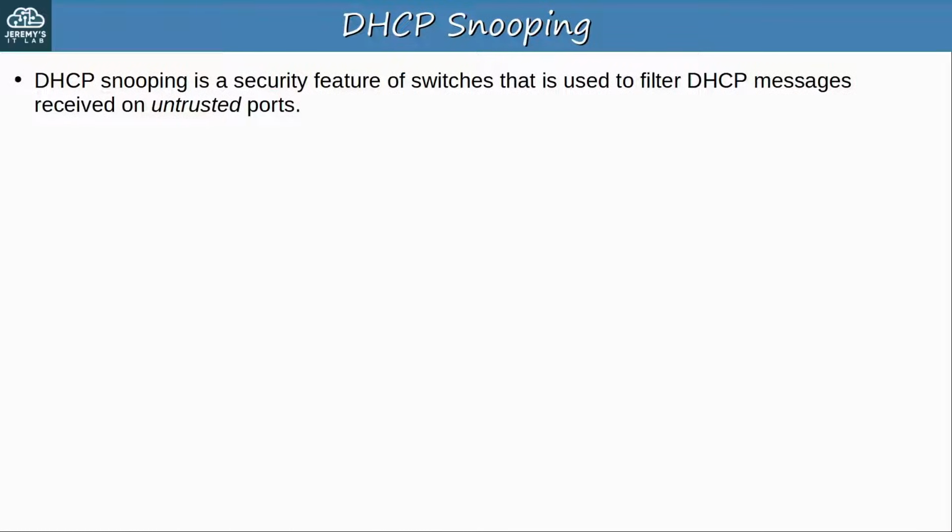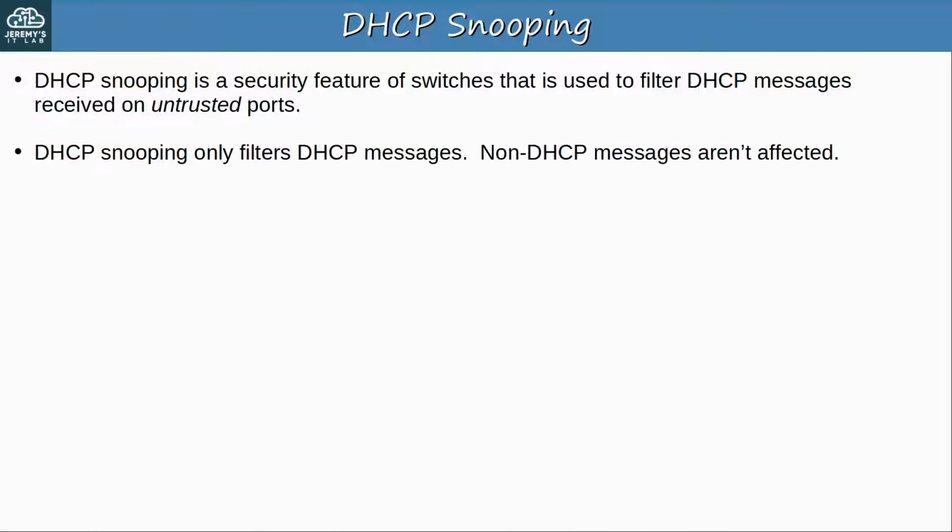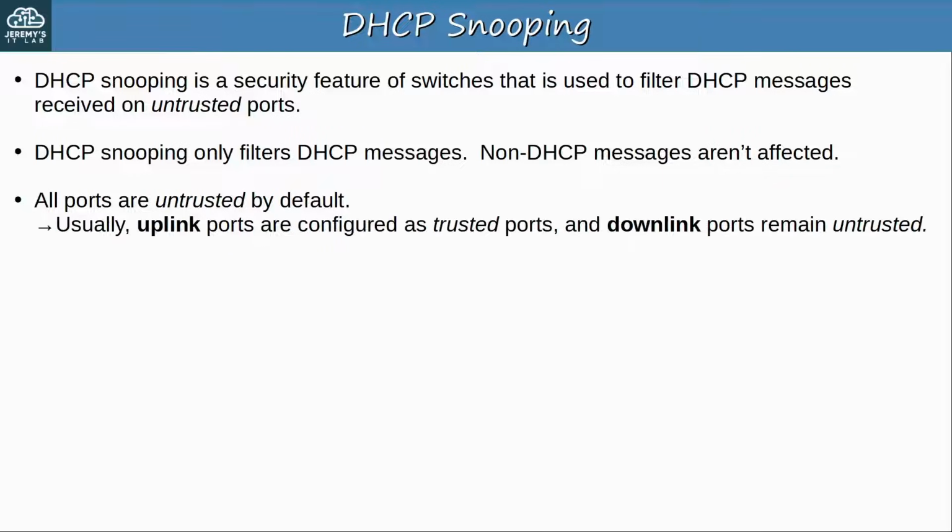Okay, let's take a look at the basics of DHCP snooping. DHCP snooping is a security feature of switches that is used to filter DHCP messages received on untrusted ports. I'll tell you more about untrusted ports in a minute. Note that DHCP snooping only filters DHCP messages. Any other non-DHCP messages aren't affected. All ports are untrusted by default. It's then up to you to configure which ports will be trusted. Usually, uplink ports are configured as trusted ports, and downlink ports remain untrusted.